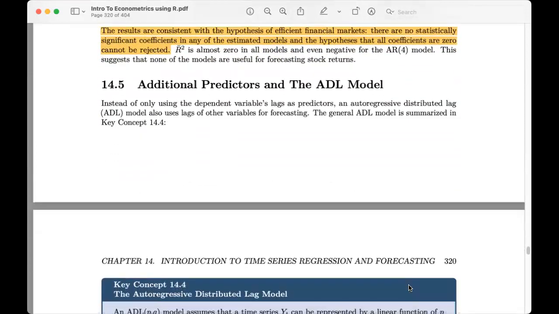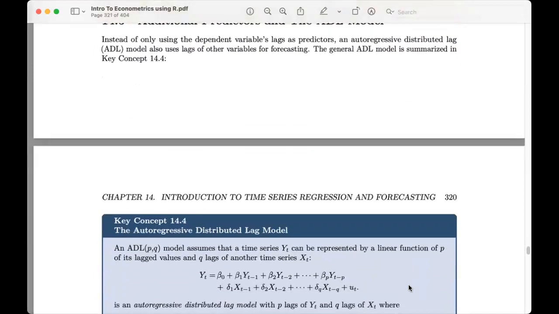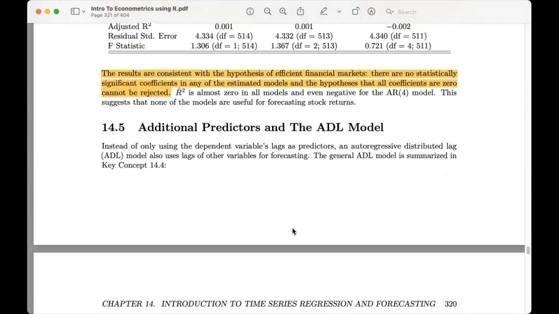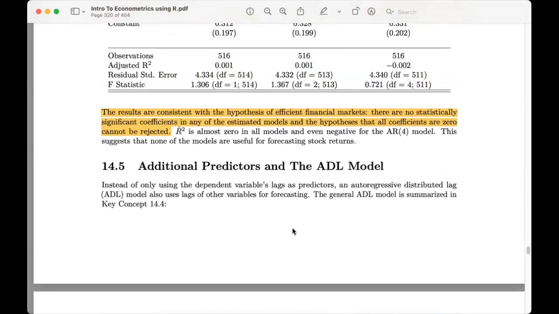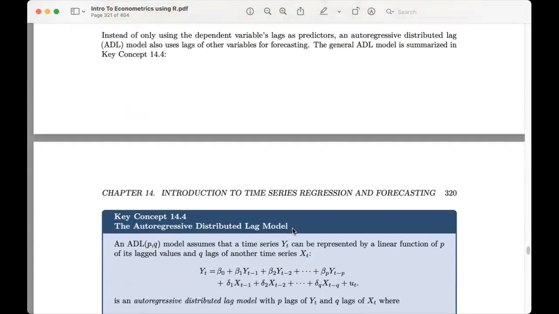So we could add additional predictors to the AR model, which will be the ADL, the autoregressive distributed lag model. Since a simple AR model just relies on the lagged value of the dependent variable, we could extend it a little bit by adding other predictors that are not necessarily the lag of the dependent variable.